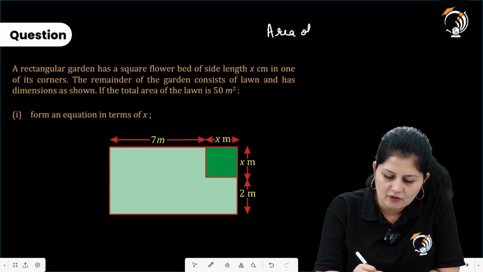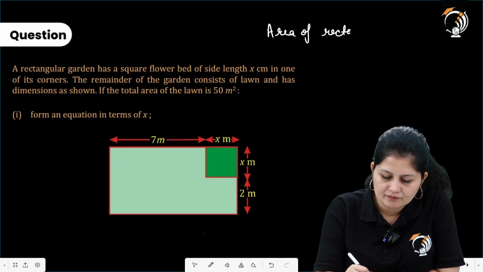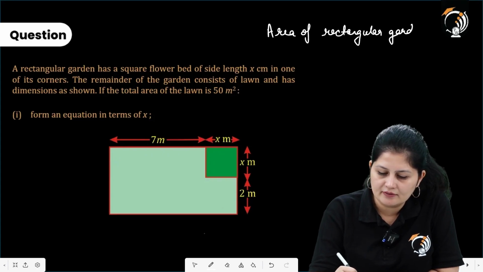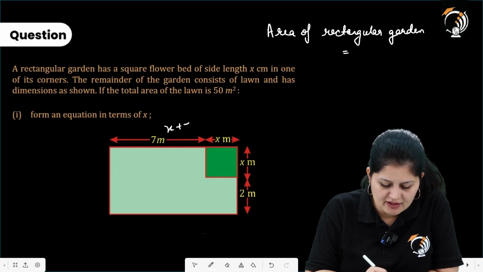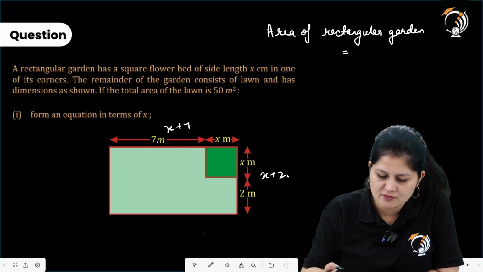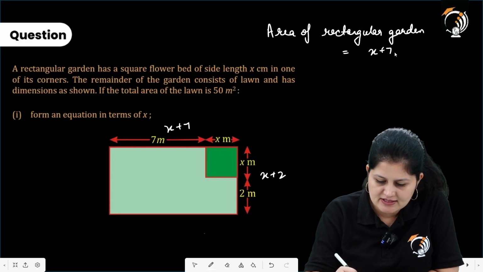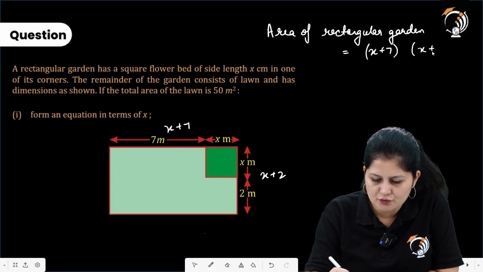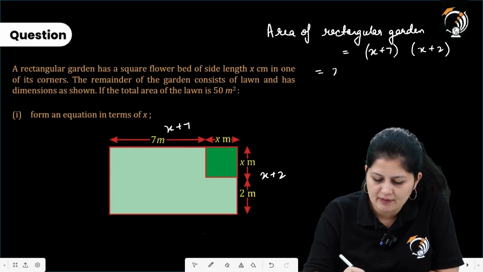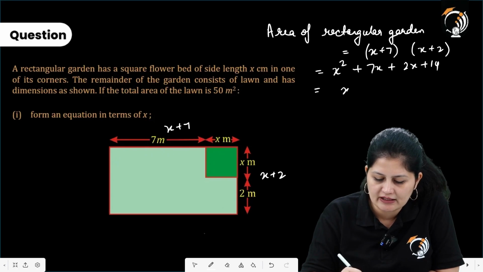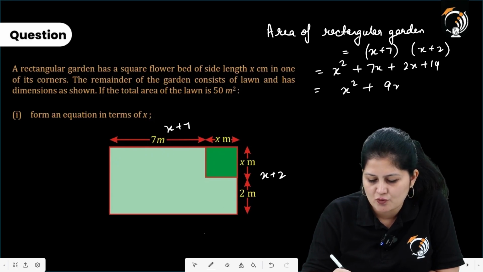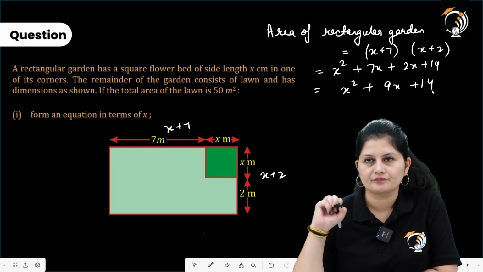So firstly, the area of this entire rectangular garden. Area of rectangular garden is going to be equal to, the length is x plus 7 here, while the width is going to be x plus 2. So that is x plus 7 multiplied with x plus 2, that is what we are going to get. So let's multiply, it is going to be x square plus 7x plus 2x plus 14. So we are going to get the area of the rectangular garden as x square plus 9x plus 14.